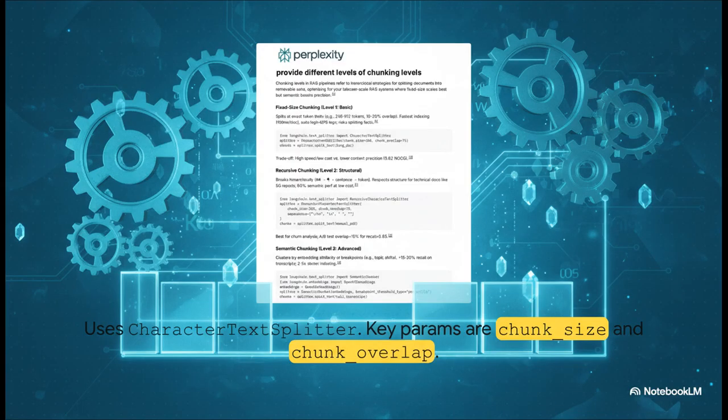So how does it actually work? Well, under the hood, you're often using a tool like a character text splitter. You basically set a chunk size, let's say 384 characters, and the code just cuts. That's it. Then there's this chunk overlap parameter, which is pretty clever. It repeats a little bit of text between the chunks to try and create a bridge, to keep some of the context from getting totally lost.